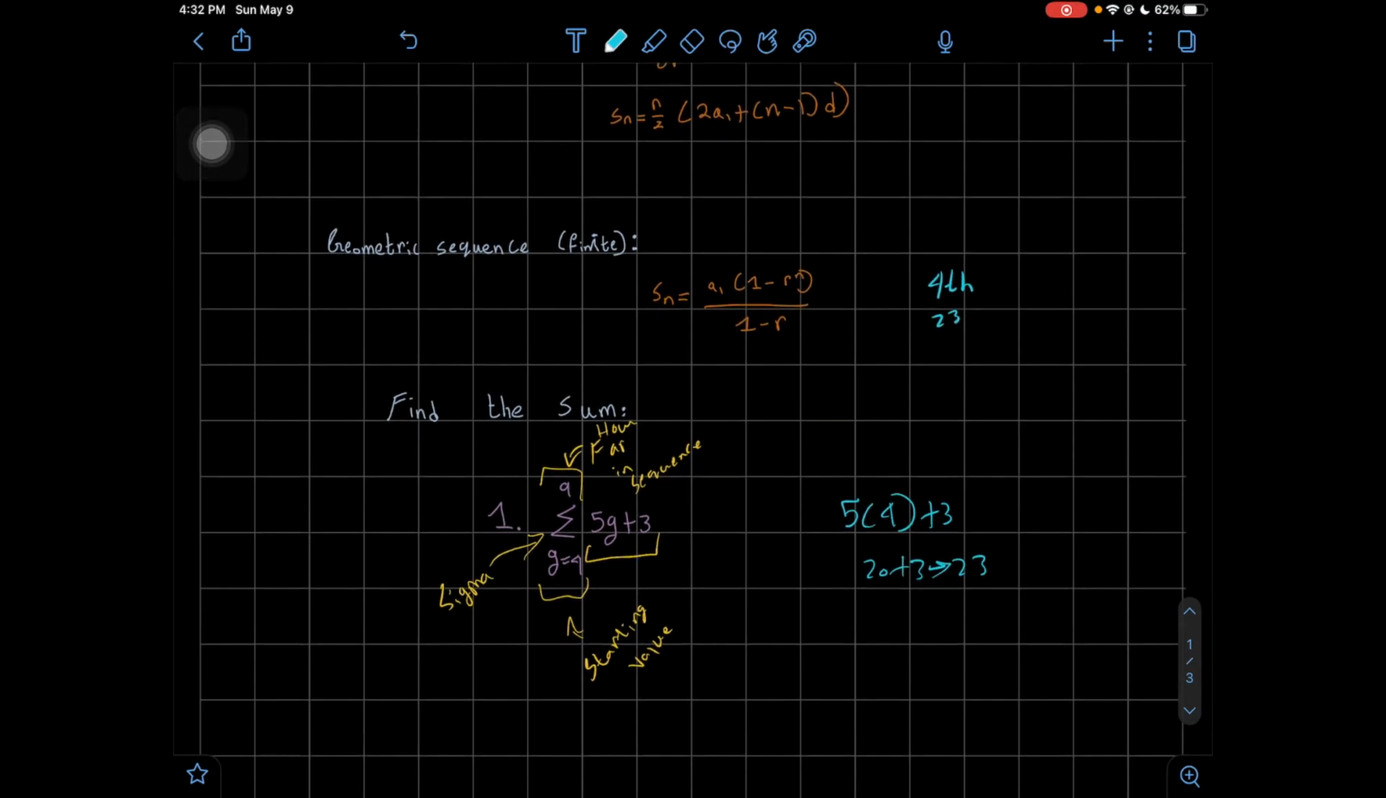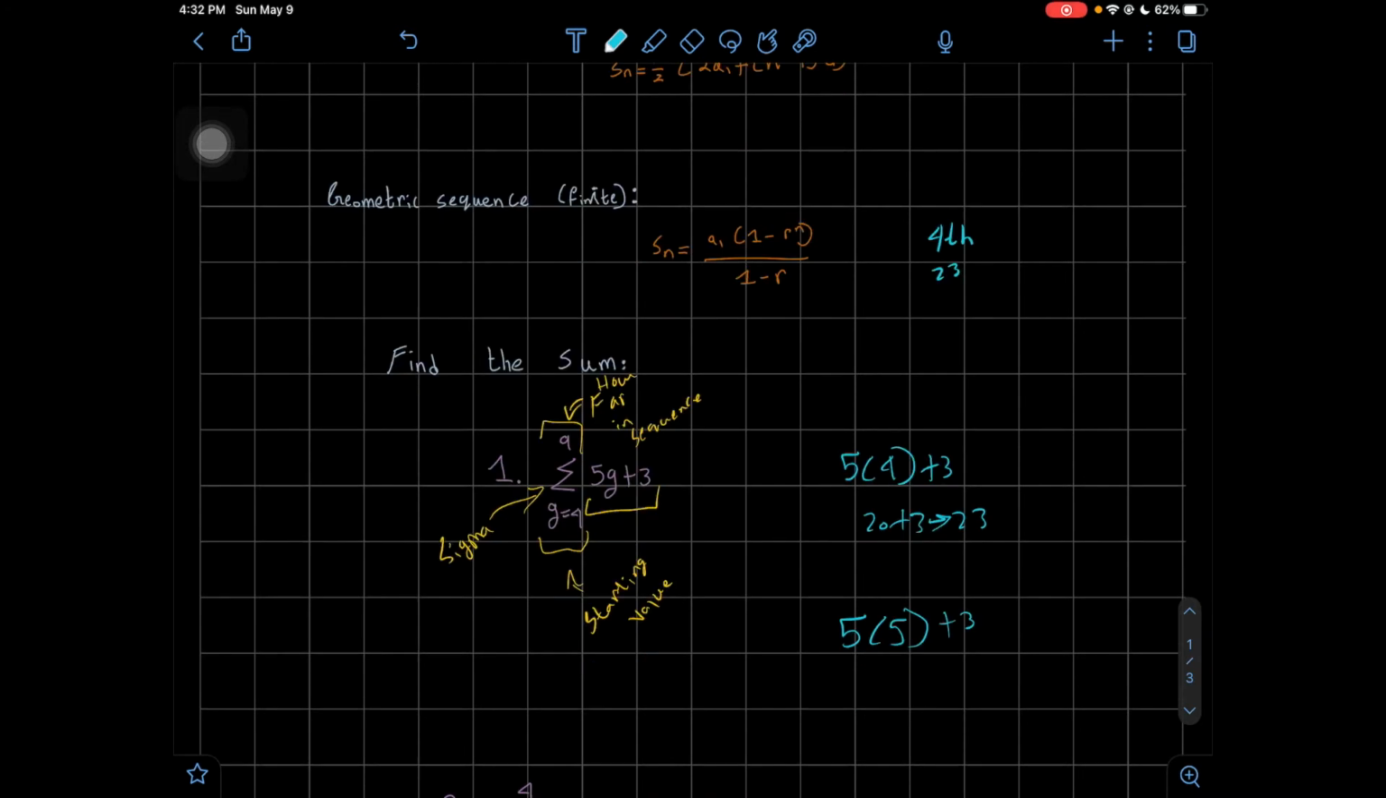So our 5th term is going to be 5 times 5 plus 3, which is just 28. So 5th is 28, and you can see they're just increasing by 5. Let's keep adding 5. So 6th is going to be 33, 7th is going to be 38, 8th is going to be 43, and finally, 9th is going to be 48.